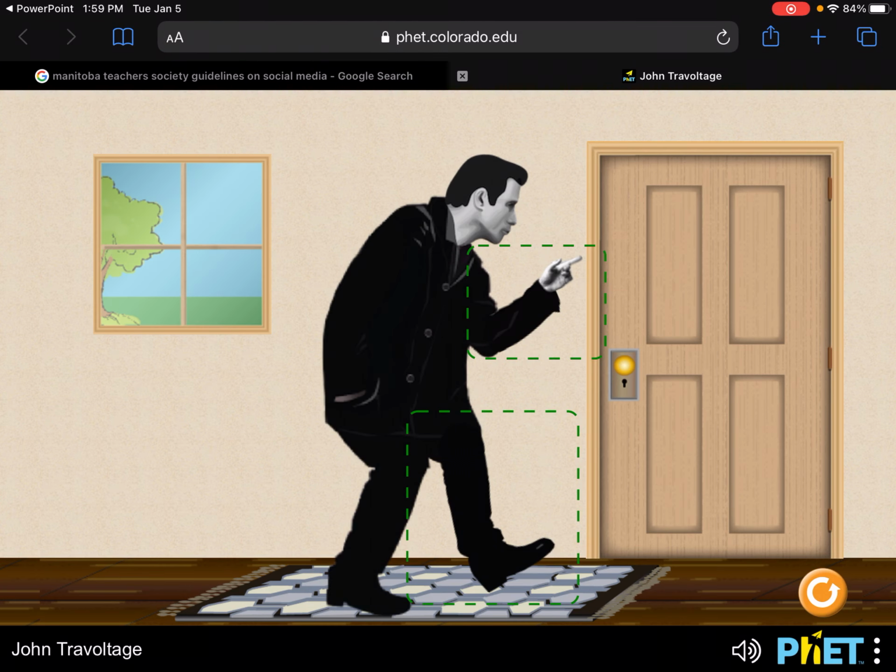Okay, so this is called John Travoltage. Some of you may recognize John Travolta. He's old, from the 70s. He was a disco dancer. Anyways, if we take his foot and rub it on the carpet.